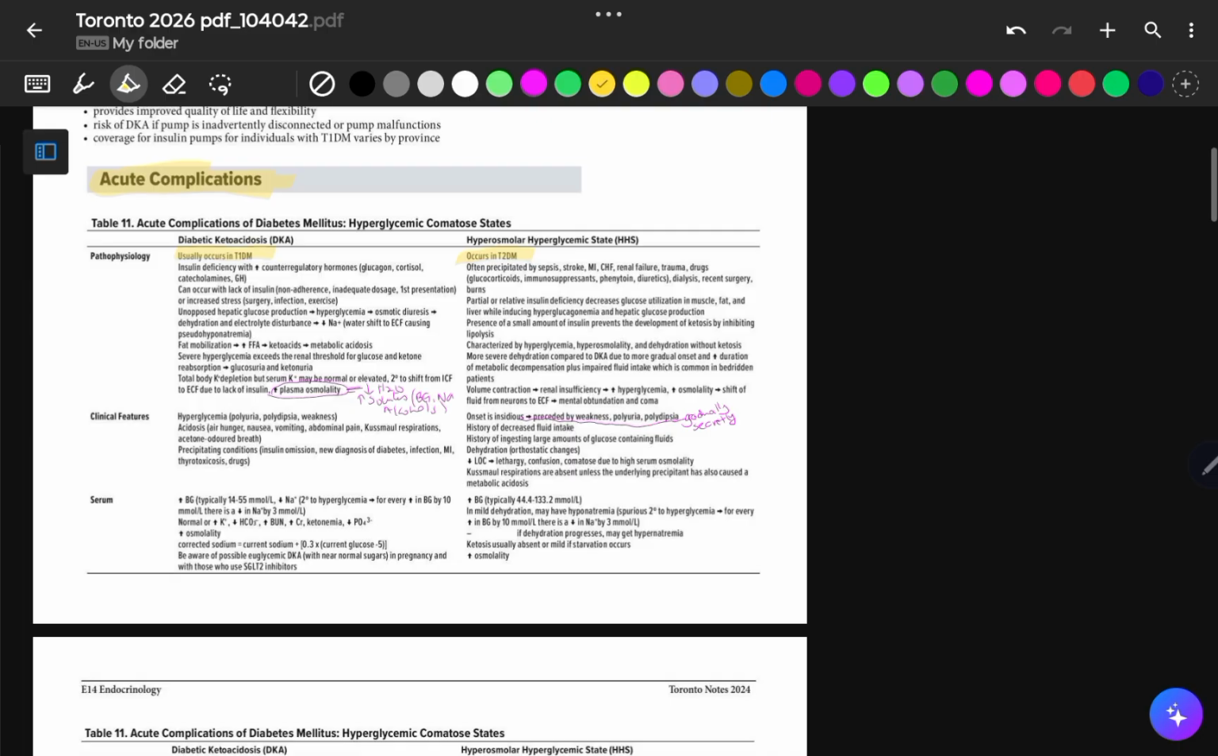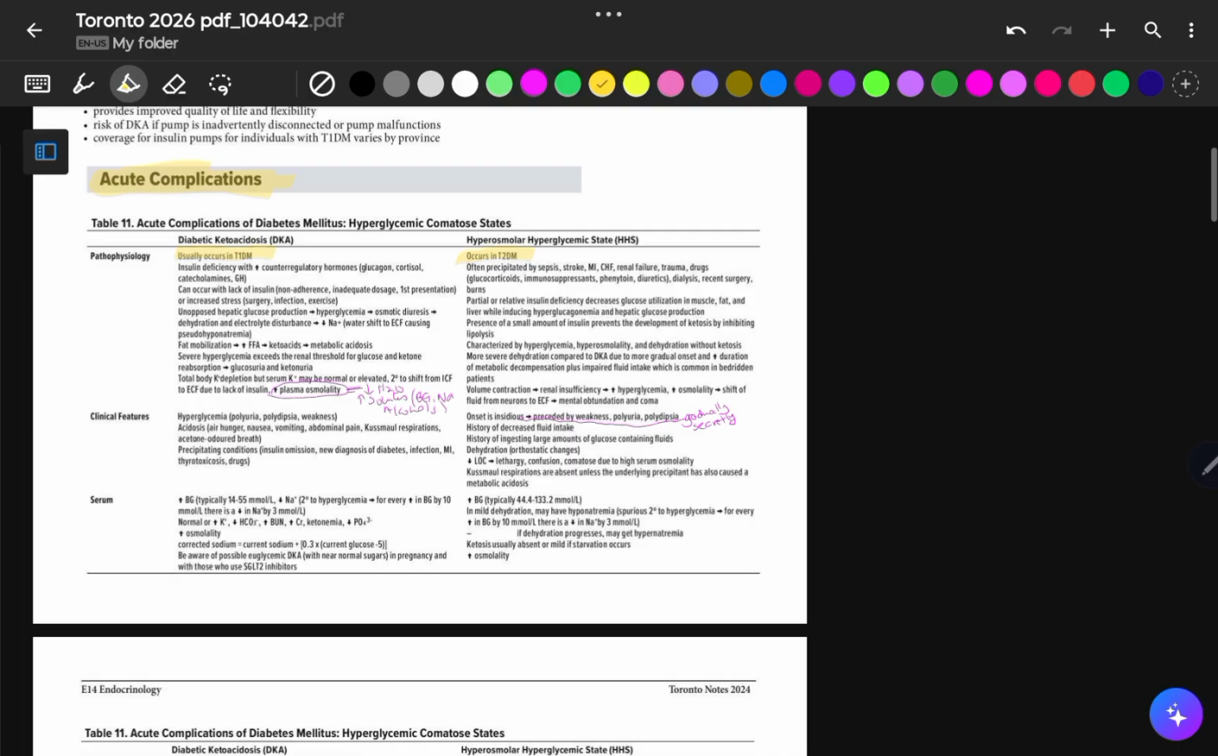So what happens? You have a partial or relative insulin deficiency. It's not a total insulin deficiency. It causes decreased glucose utilization in the muscles, because glucose cannot enter the cells, for example the muscle cells, while inducing hyperglycemia and hepatic glucose production. Because you have no glucose going into the cells, you have activation of hepatic glucose production. The presence of a small amount of insulin prevents the development of ketones by inhibiting lipolysis.